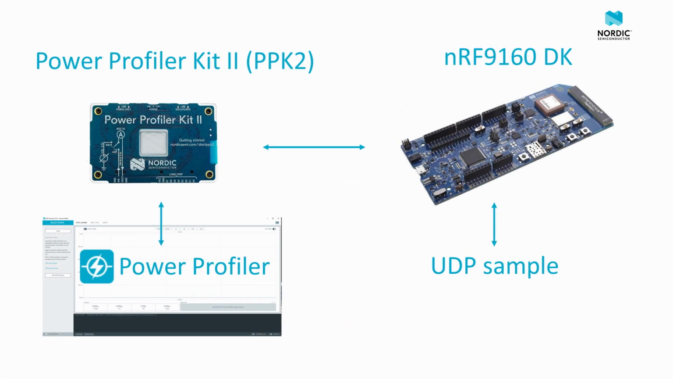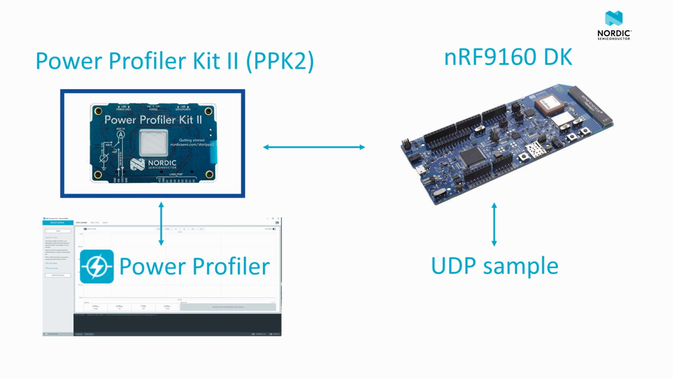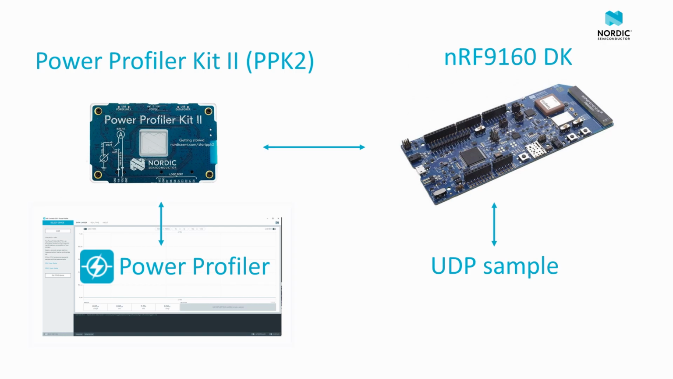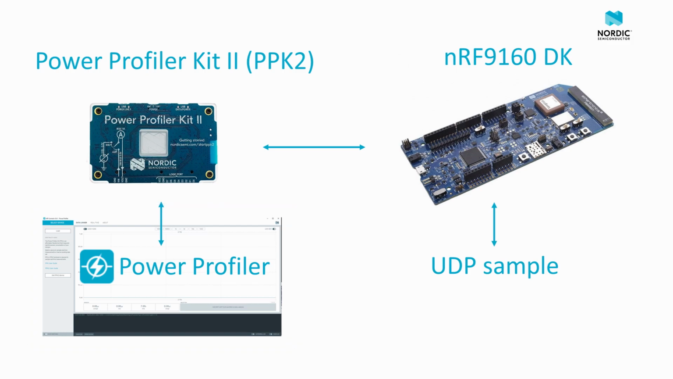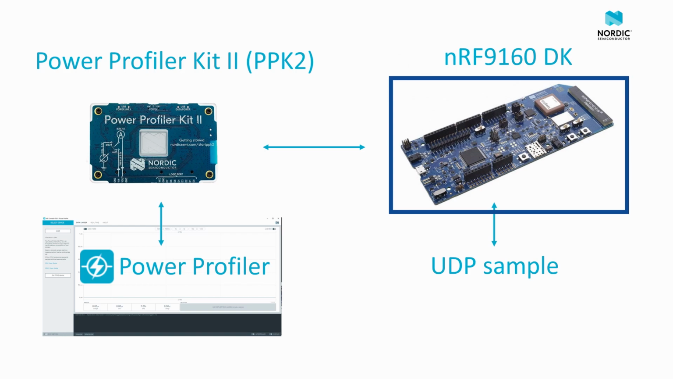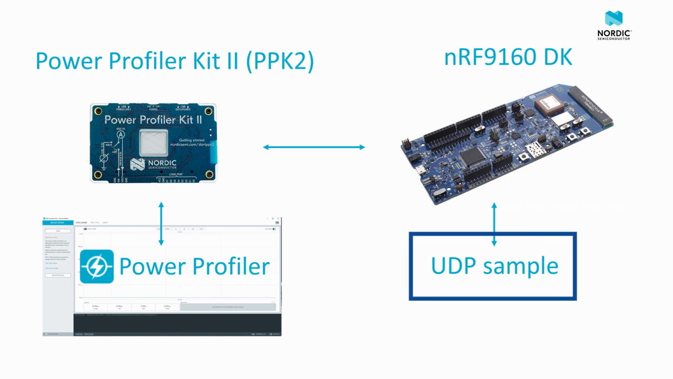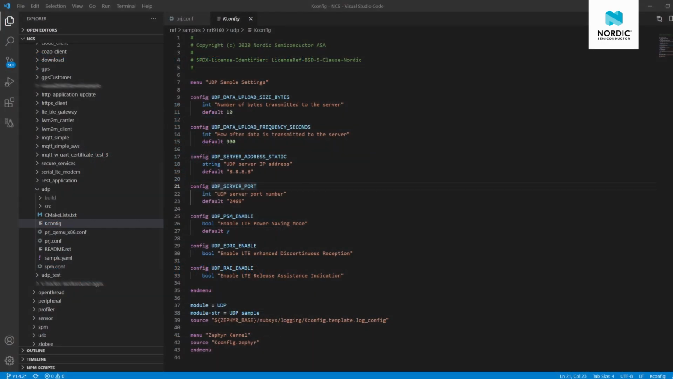When it comes to actually measuring the current consumption on the nRF9160 system in package, you can use our new Power Profiler Kit 2 and use the compliant Power Profiler application in nRF Connect for Desktop. On the nRF9160 development kit, we are going to run the UDP sample from our nRF Connect SDK. So let us look into the UDP sample in the nRF Connect SDK. We are now in nrf samples nrf9160 udp.